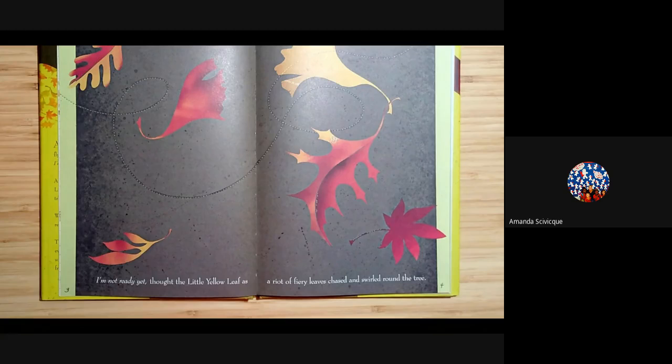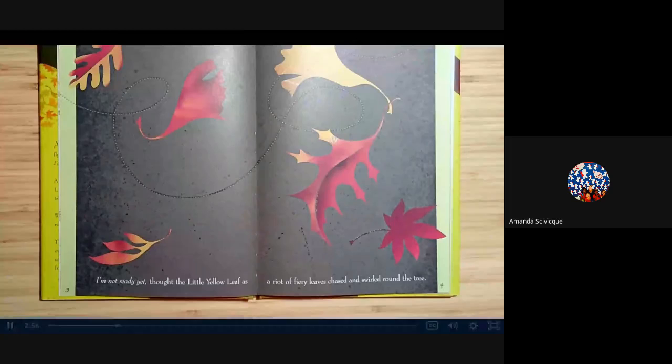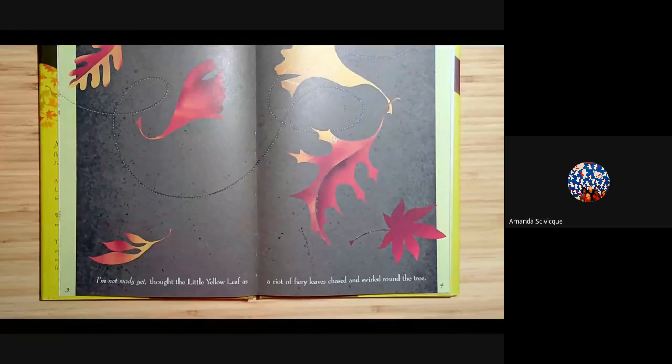I'm not ready yet are written in slanty letters called italics. Why do you think the author chose to put the words I'm not ready in italics? Italics are often used to make words stand out from the rest of the text. The author wanted us to notice these words and to show us that they're important.